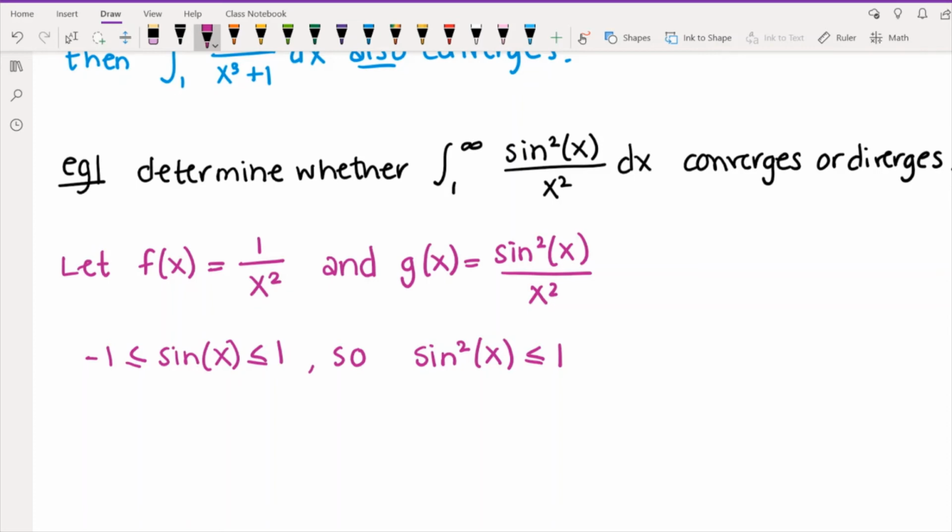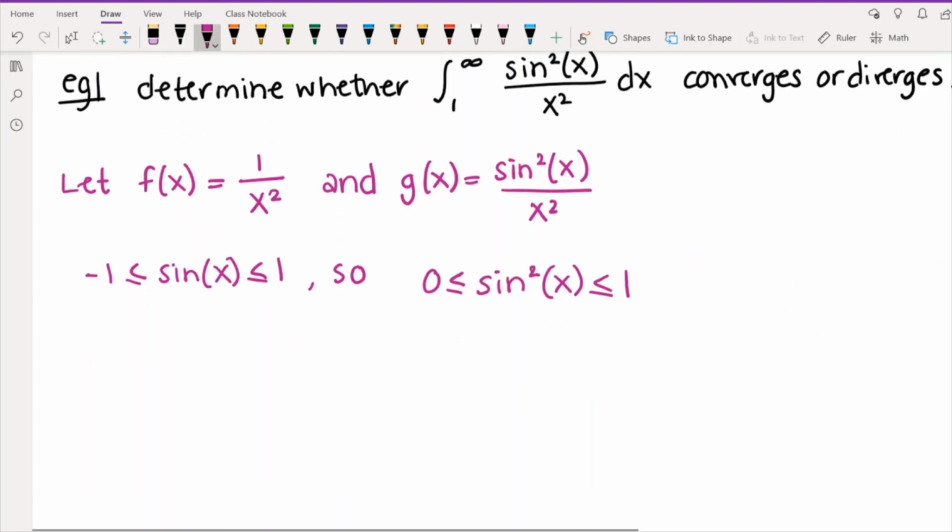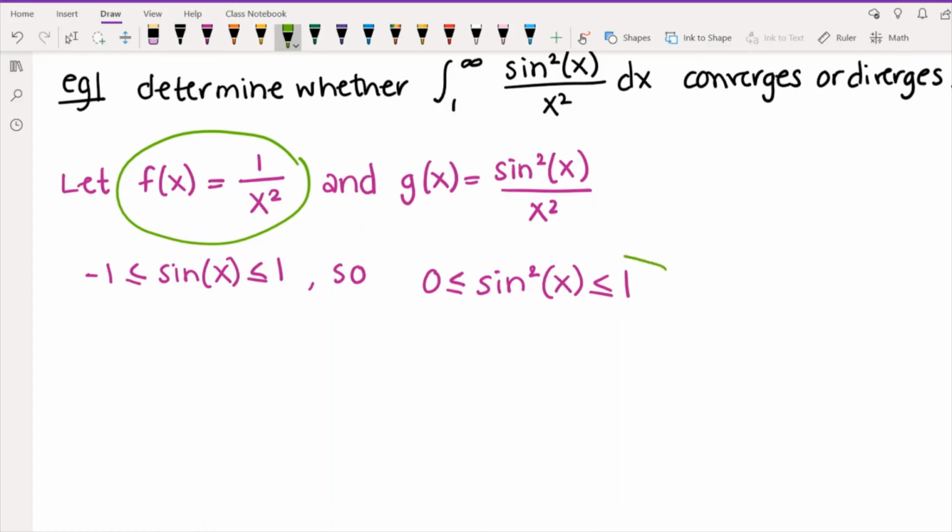And I guess we could even say this, though it isn't super important: it's also going to be positive because it's squared. But that's not really the important part here. The important part is that, let's compare these two functions now. We have one function that's 1 over x squared. We have another one where the numerator is always less than or equal to 1.